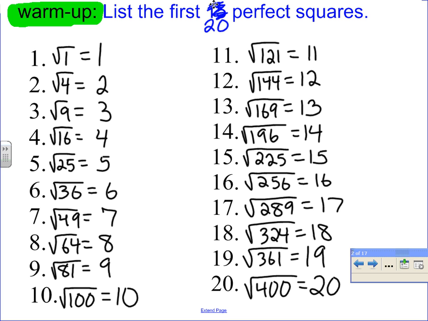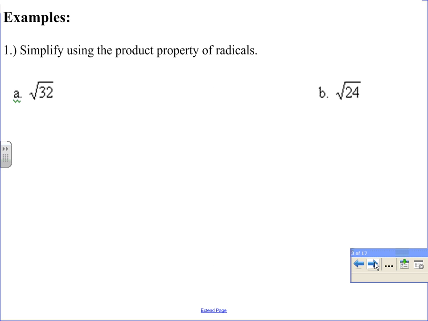Make sure if you don't remember all these from chapter 9, that you look over these and remember these. Very helpful when you're simplifying radical expressions, which I'm going to explain here in a minute. Also remember, there are more perfect squares. These are just the first 20. Okay, let's get right into our examples.